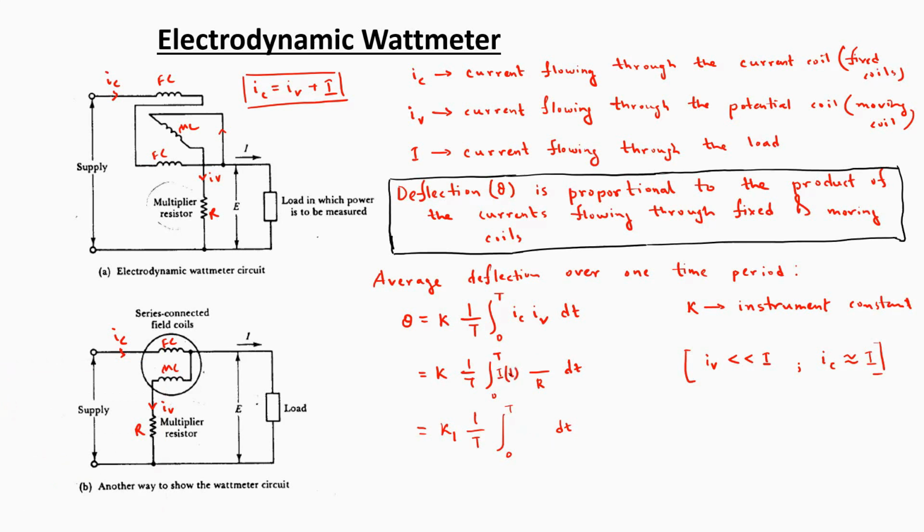If I write i(t), e(t), that would be more logical in this case, because I'm taking the integral with respect to time, and if the signals are AC signals, they are supposed to vary with respect to time, so they should be written at this instant as a function of time. And we can say that k1 would be equal to k divided by r.